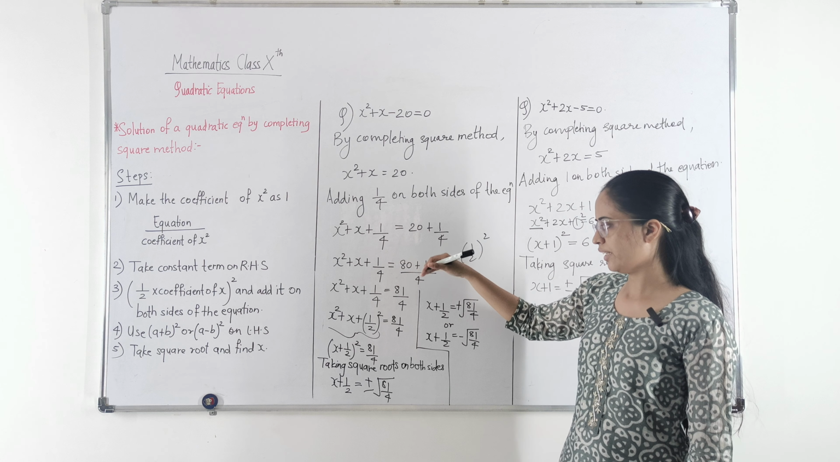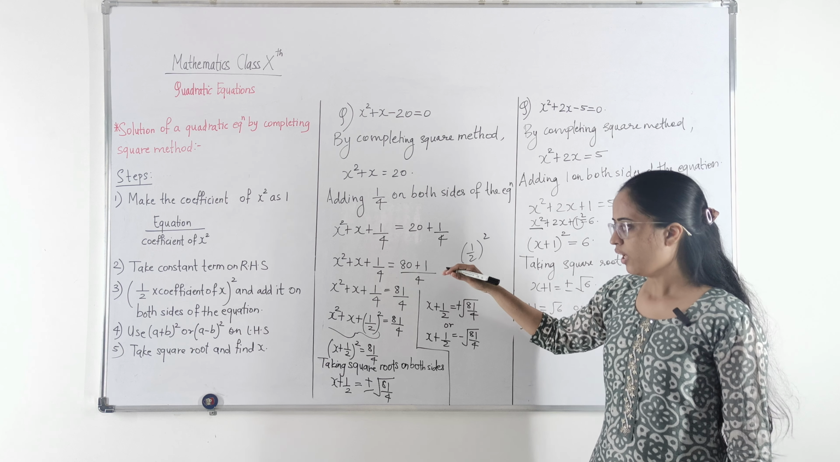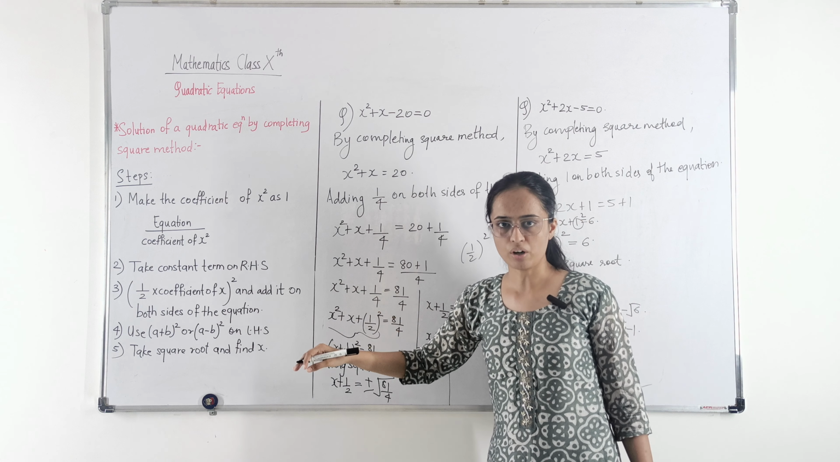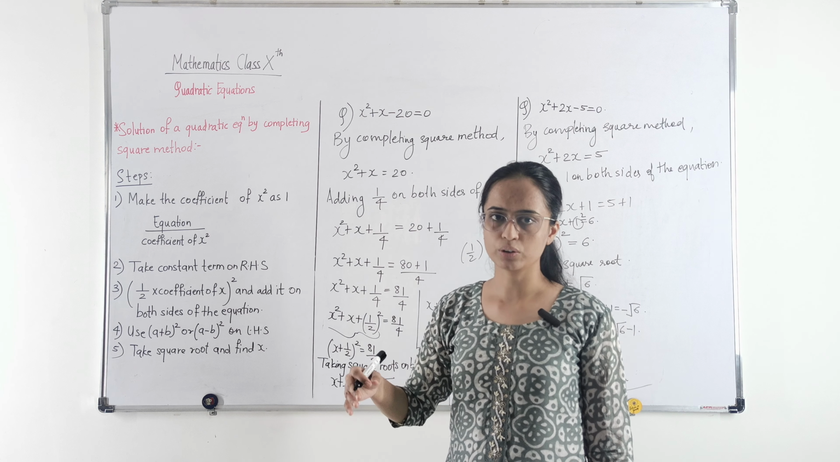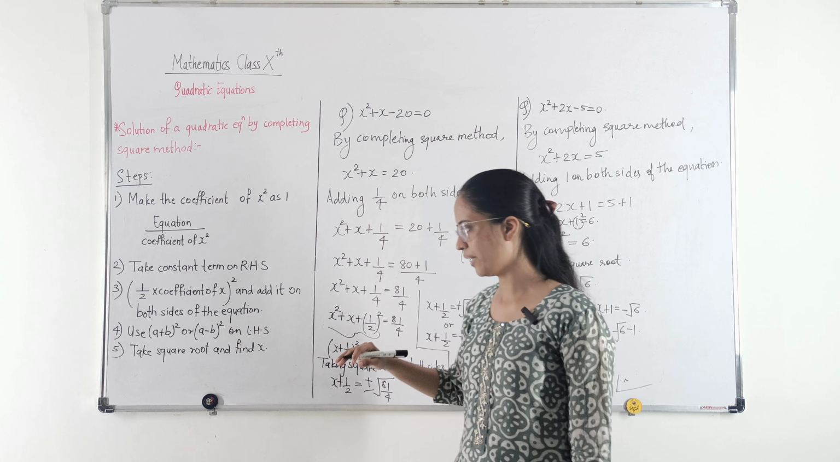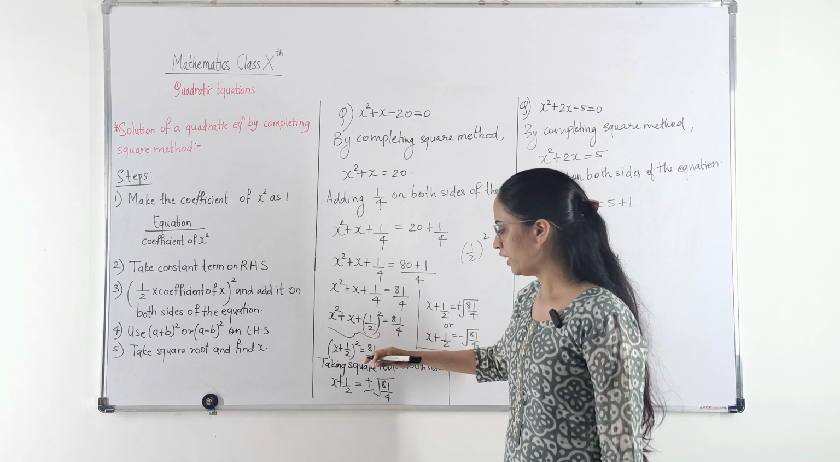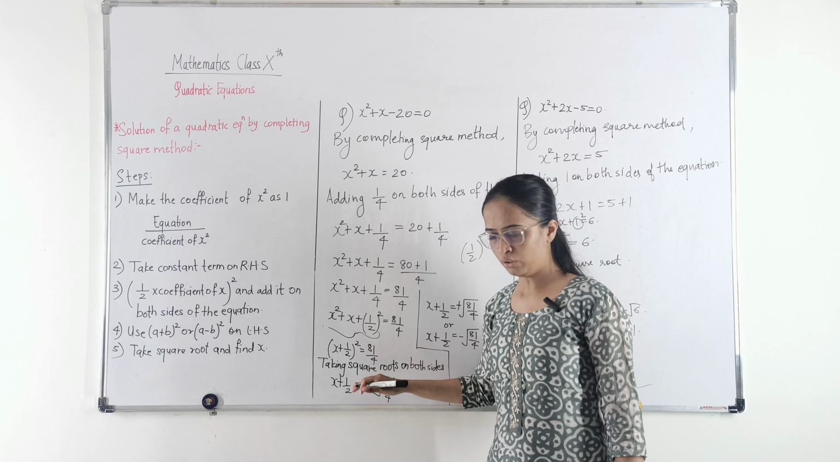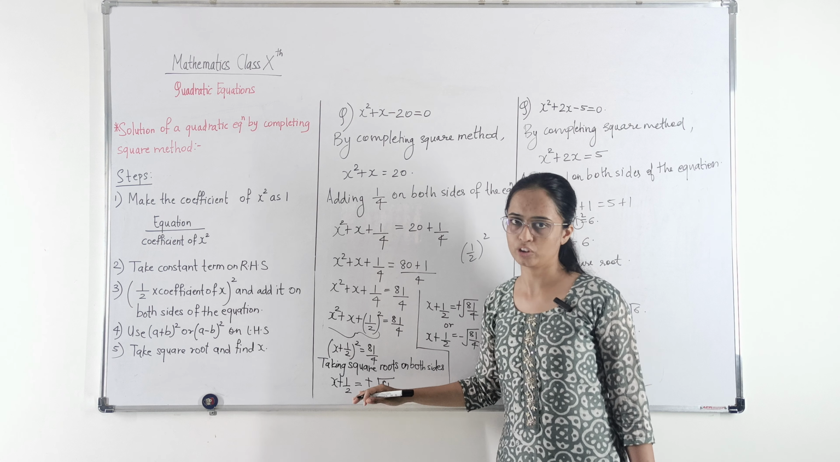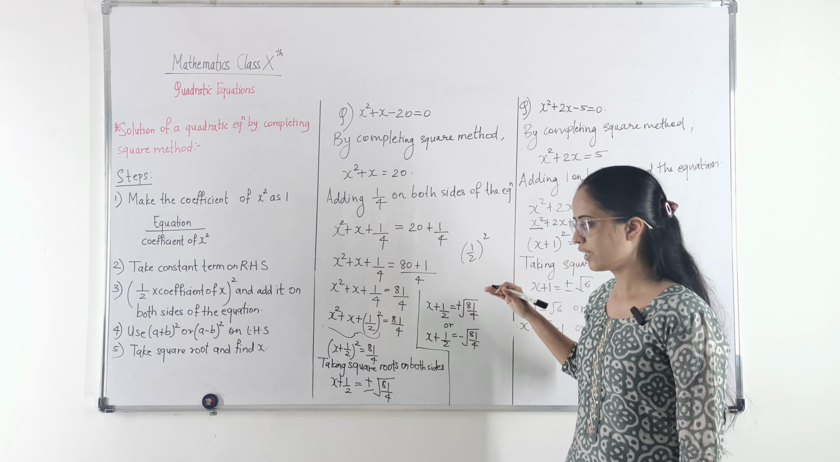Once you have added that and simplified whatever is there, then you're supposed to see which of the two formulas out of a plus b the whole square and a minus b the whole square is applicable as per step number 4. And finally, you have completed the square. Now you're supposed to take the square root on both the sides to get the values for x.